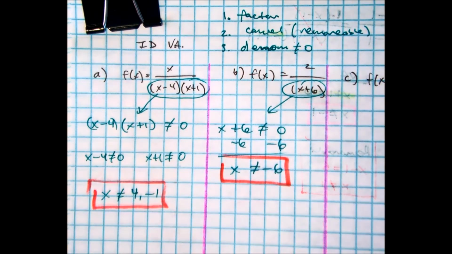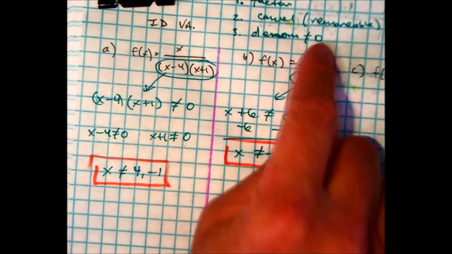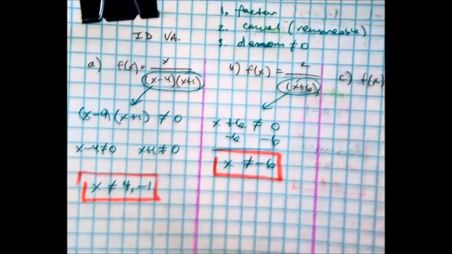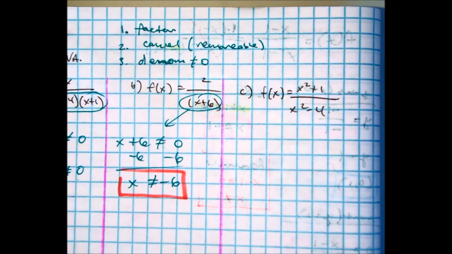You might be asking, what happens with the numerator? Well, we don't need that right now. The only one puzzle piece we're trying to find here is just the vertical asymptote. Class, is this one factored? Okay.